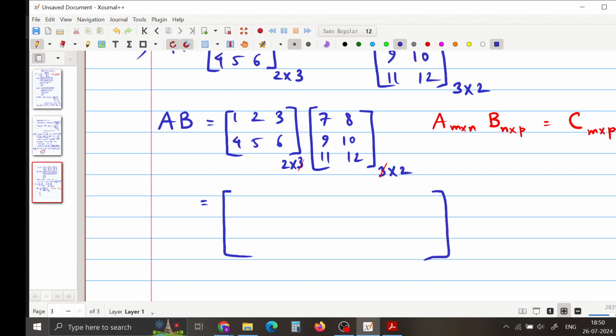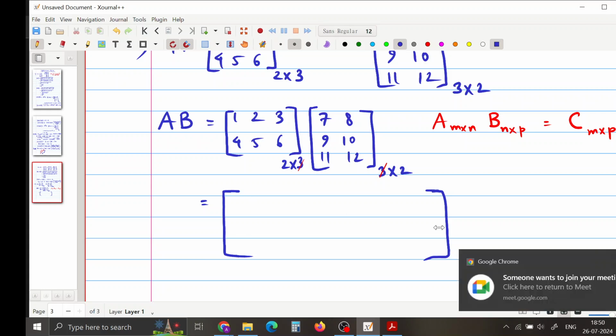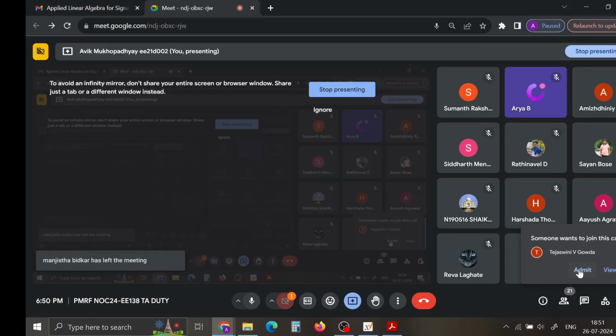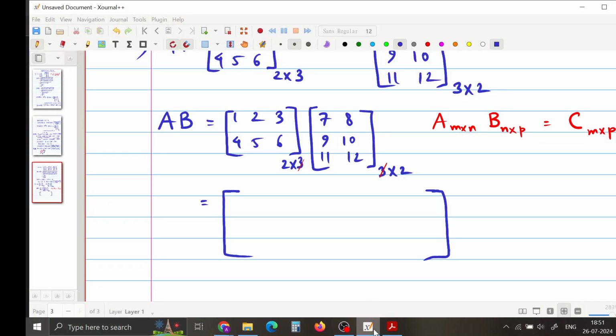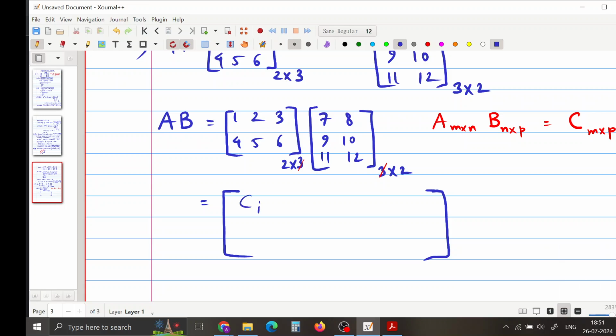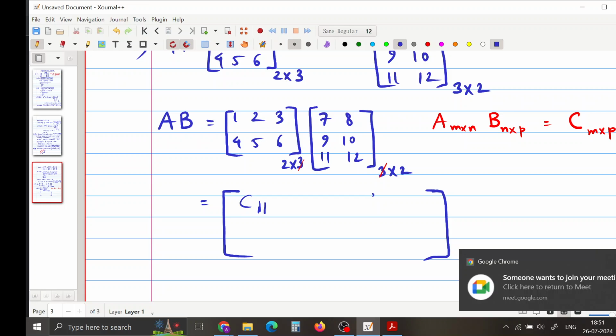Okay, so it will be a 2 cross 2 matrix that we know, but how do we do that? So the first, let's say the first entry is C11. Okay, the second, okay, I think people are joining.